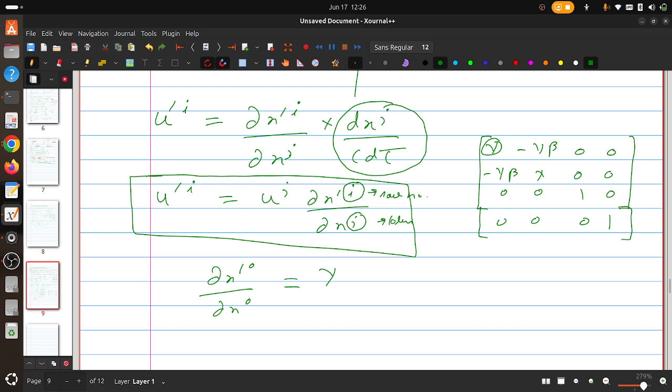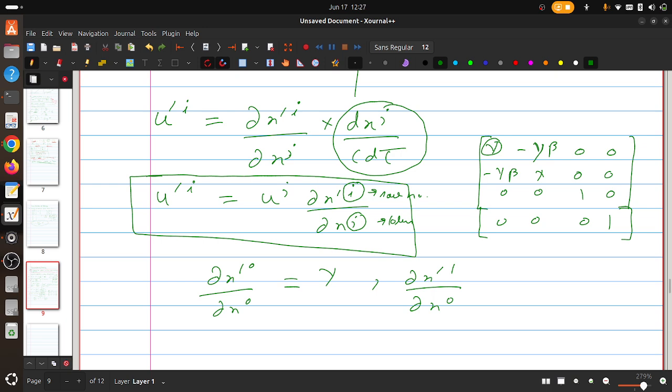You know how dx prime transforms, and then you can simply write the expression, take the partial derivative, and you will get this. It's a very simple thing. Now dx prime 1 divided by dou x 0. I'm just telling you how you can read it from the matrix, so that you don't have to take the partial derivative each time, because you already know the matrix and should be able to recognize the elements from it. So what is dx prime 1 by dx 0?